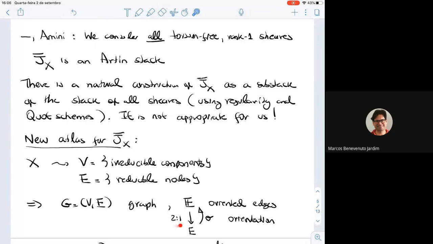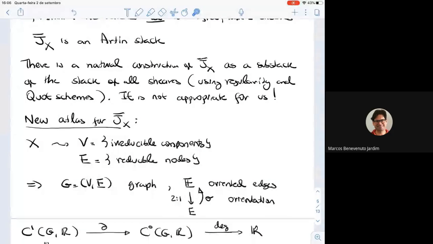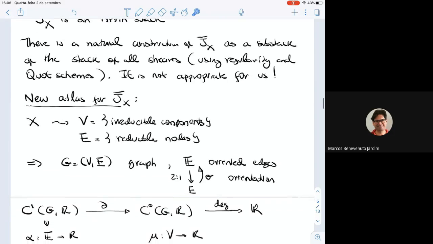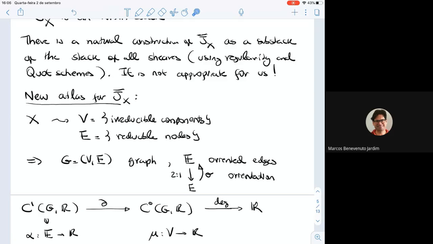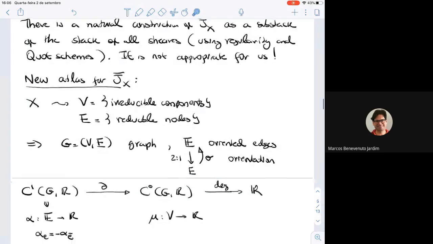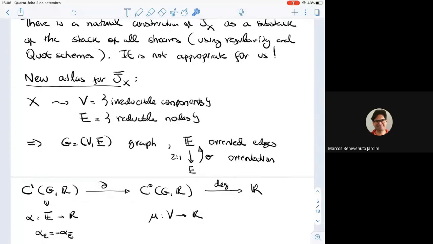So we have a 2-to-1 forgetful map, and I can pick an orientation, which is just a splitting of this finite map. Okay? So that's the combinatorics. And associated to it, I have a complex of cochains, the cochain complex of the graph. So C0 is the set of functions from V to R. C1 is the set of functions from the oriented edges to R, satisfying the condition that the value for a given oriented edge is minus the value for the edge with the reverse orientation. So the bar stands for the reverse orientation.